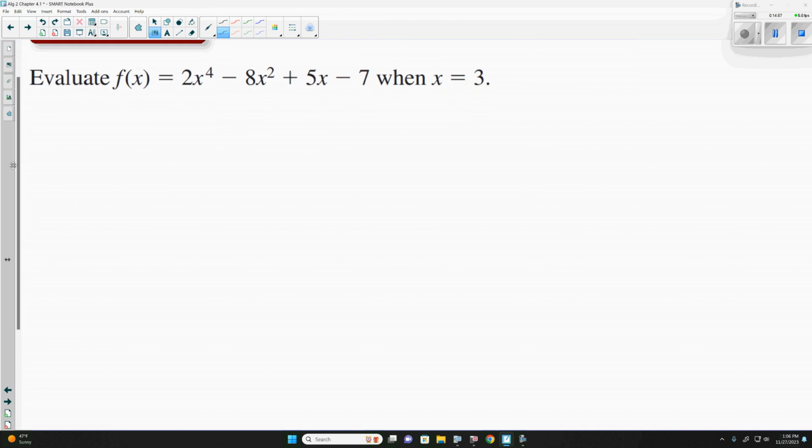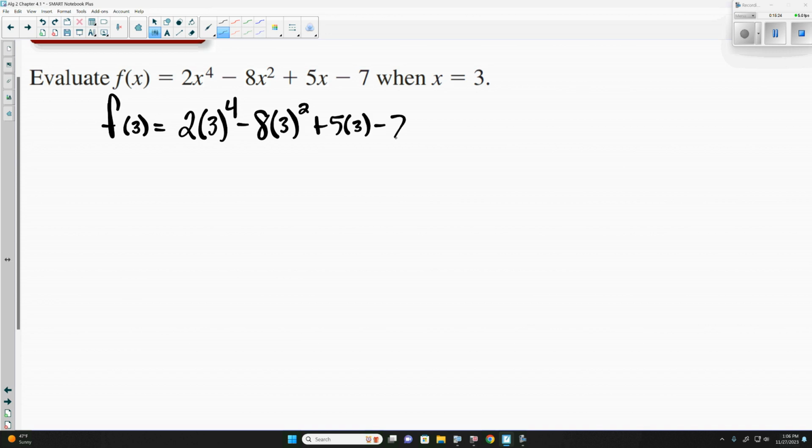The next thing we're looking at is evaluating these polynomial functions. So we want to evaluate f of x equals 2x to the fourth minus 8x squared plus 5x minus 7 when x is 3. Well, all that means, put 3 in the place of x. So we have 2 times 3 to the fourth minus 8 times 3 squared plus 5 times 3 minus 7.